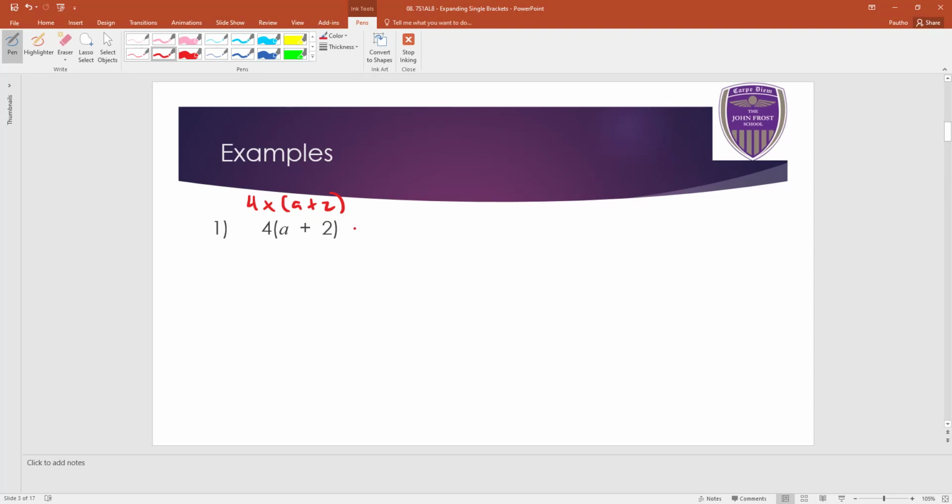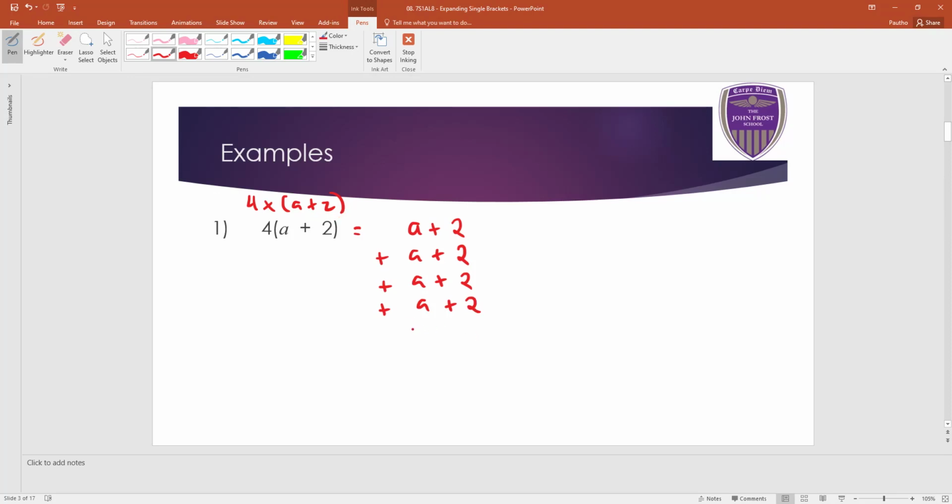So that's what I'll do now. I'll just write the bracket out. I want these 4 lots of the bracket. 1, 2, 3, 4. Okay? 4 lots of it.